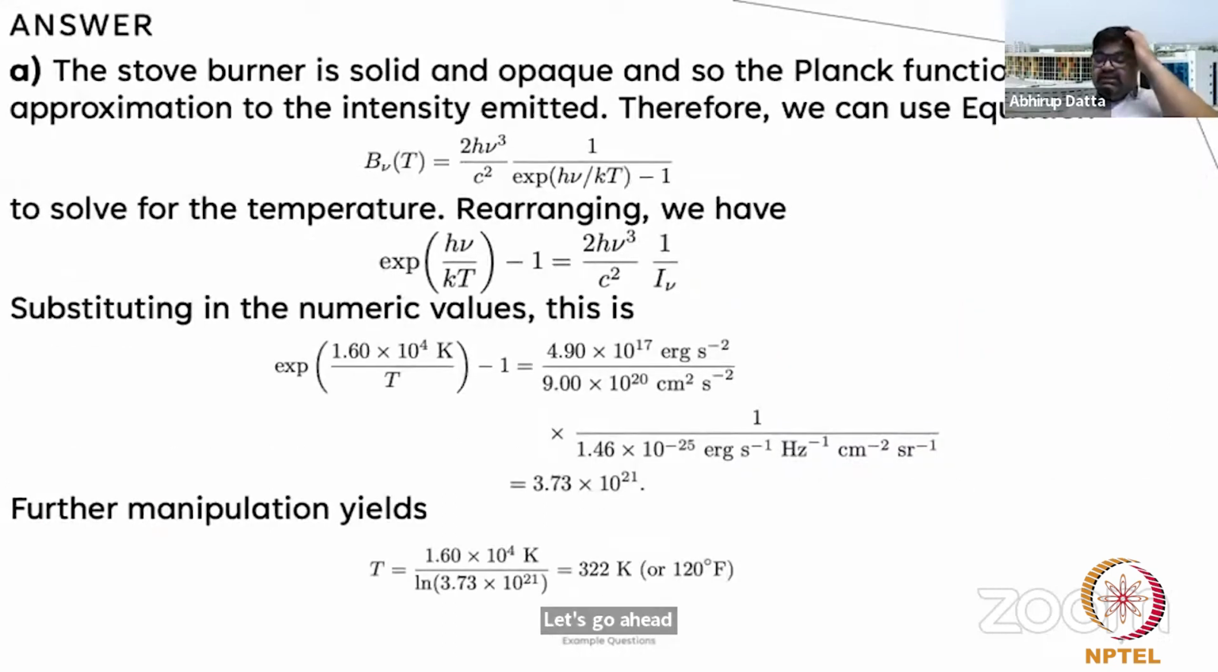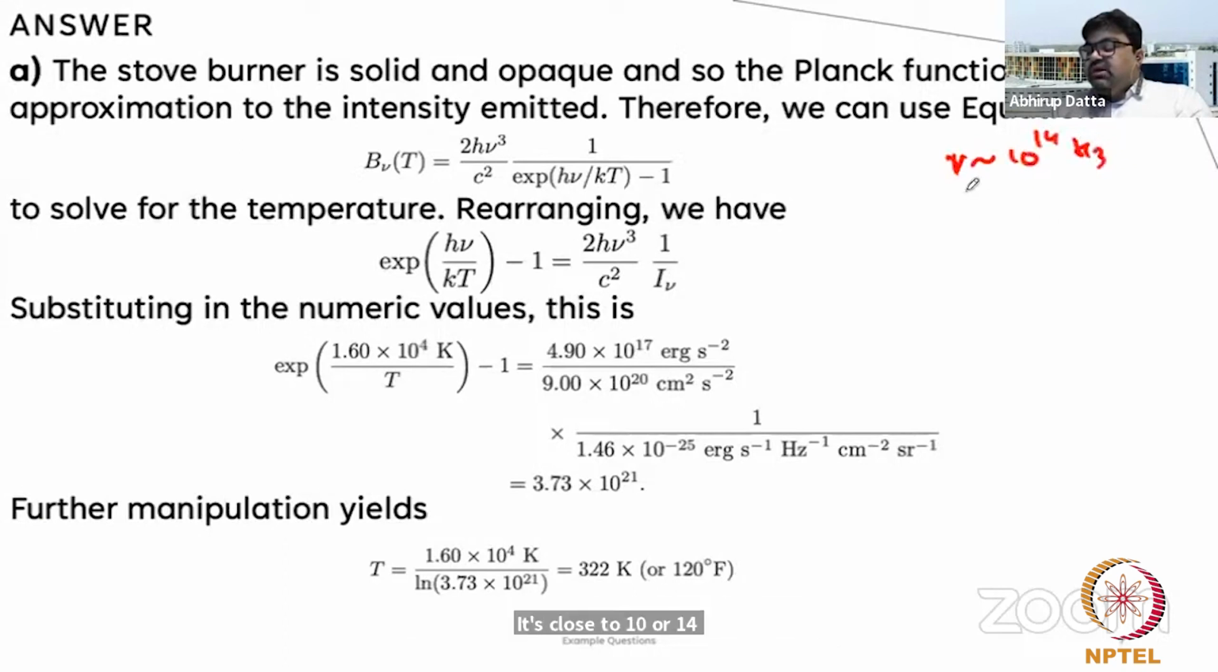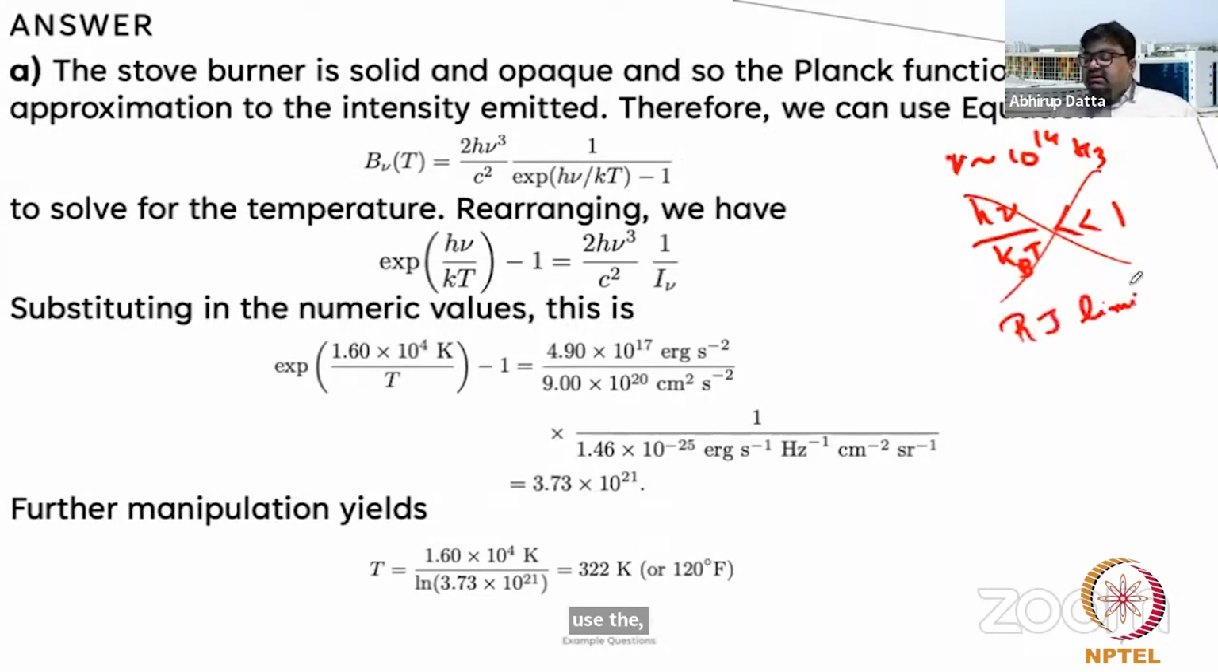The stove burner is solid and opaque, and so the Planck function is a good approximation to the intensity emitted. It is no longer in the Rayleigh-Jeans limit, so we cannot use that. This frequency is pretty high, close to 10^14 Hertz. So h nu by kT, with k the Boltzmann constant, being much less than 1 does not hold anymore. So the Rayleigh-Jeans limit does not hold in this case.